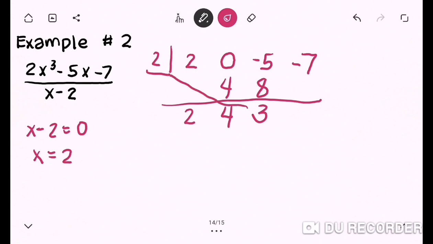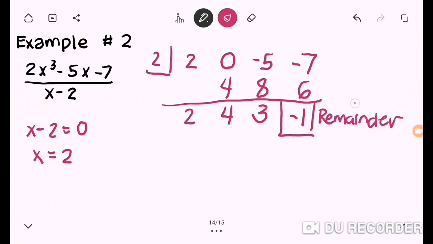So, multiply uli sa ating divisor. So, 3 times 2 is positive 6. Sulat uli natin dito. So, we have negative 7 plus 6 is, we have negative 1. So, yung negative 1, ito uli yung ating magiging remainder. So, pwede na nating isulat yung final answer.